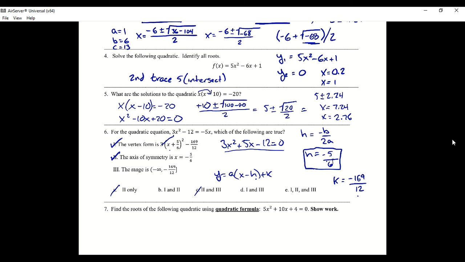Range is negative infinity to negative 169/12. So if we look at this, this is an upward facing parabola since our 3 is positive, meaning our vertex is our minimum. Therefore, the range for our parabola, our quadratic, is going to be negative 169/12 to infinity. Therefore, this is not one of our answers. And so therefore, it must be B.